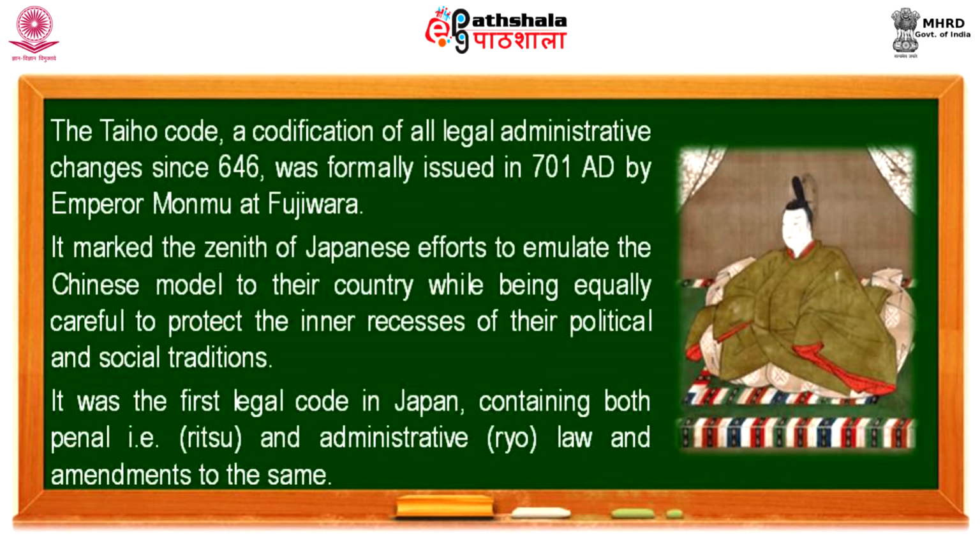It was the first legal code in Japan containing both penal, that is Ritsu, and administrative, that is Ryo, law, and amendments to the same. The code provided the final component of the Ritsu-Ryo style government that sought to cultivate popular morality and enabled the citizen to become an ideal Confucian citizen. The officials were tasked with edifying the populace while themselves being guided by the emperor.